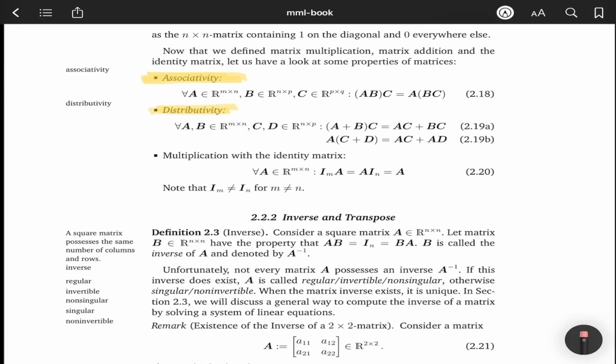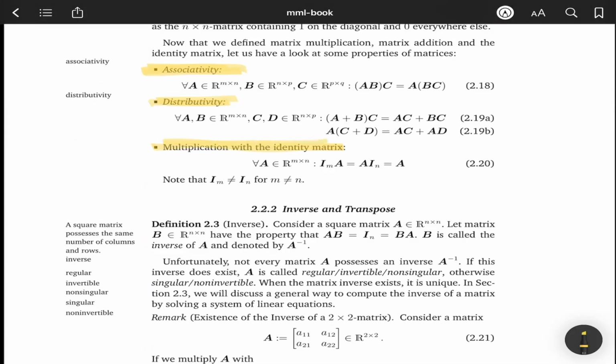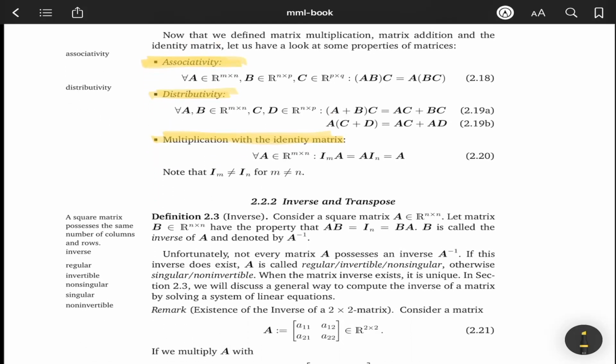Okay, so there's another point, multiplication with the identity matrix. So if you multiply with the identity matrix, it does not change. You just have to make sure that the dimensions match. So the identity matrix M has to be on the left side and the identity matrix N has to be on the right side. But still does not change the matrix A, which makes sense. Okay, these 3 are quite important.